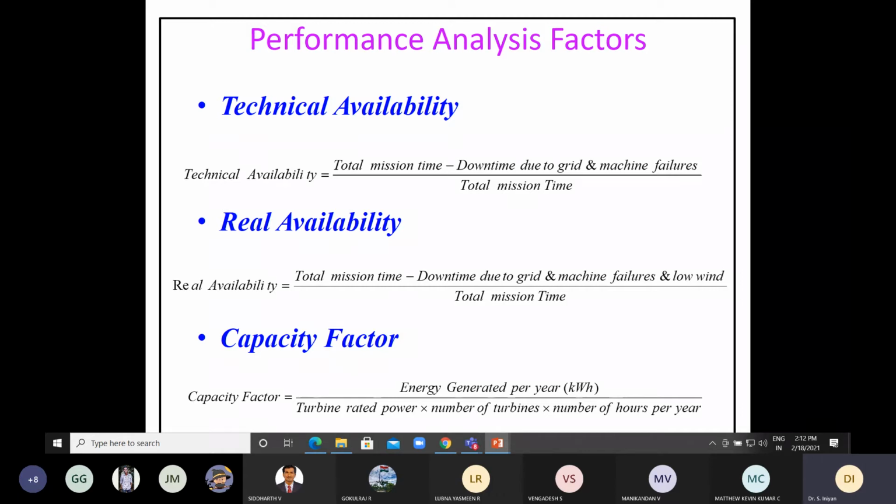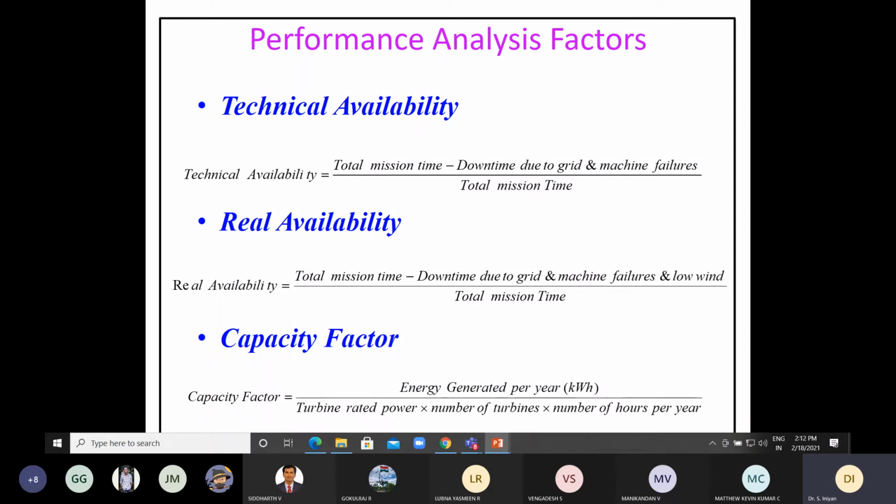So the turbine rated power is given in the problem, and you are going to find only the energy generated per year. From the starting of the class, sir has told how to calculate the energy generated per year in terms of kilowatt hour. I think you may know how to find the energy generated per year in terms of kilowatt hour, right?